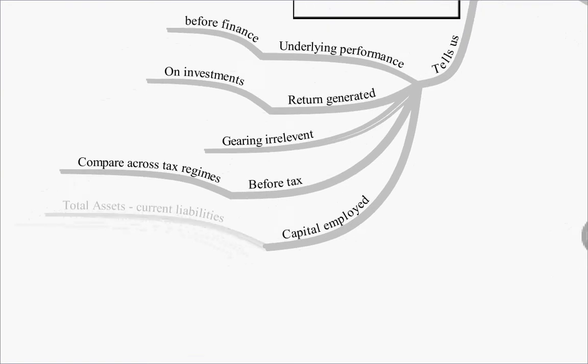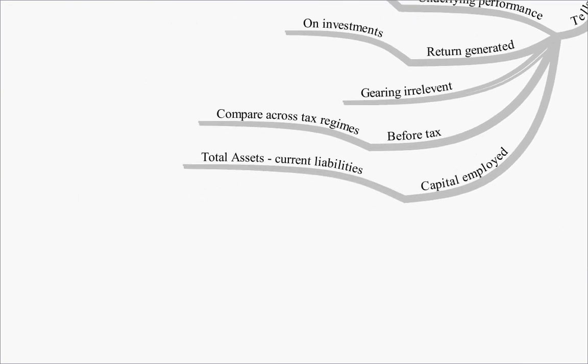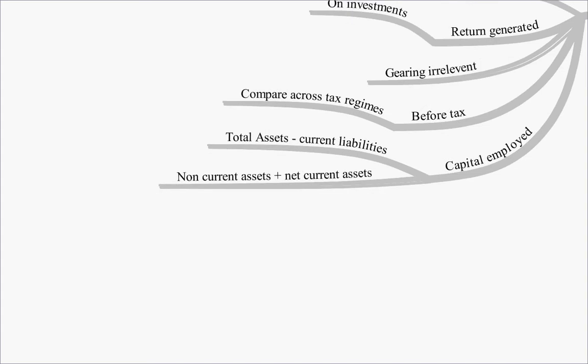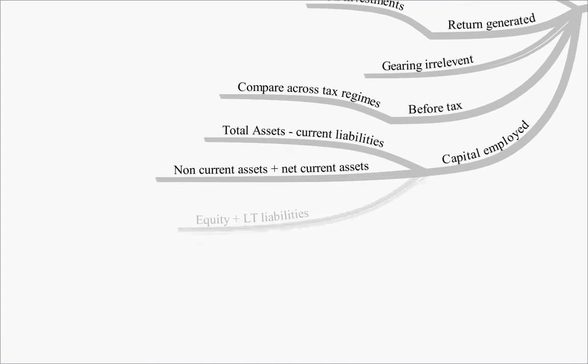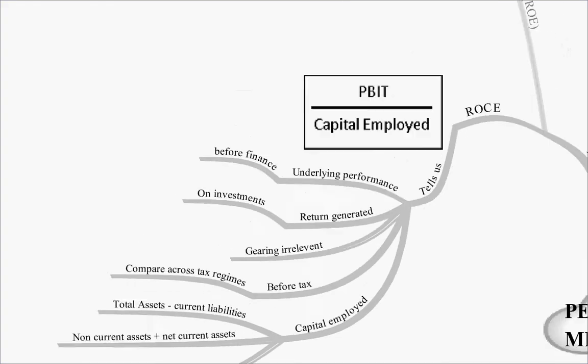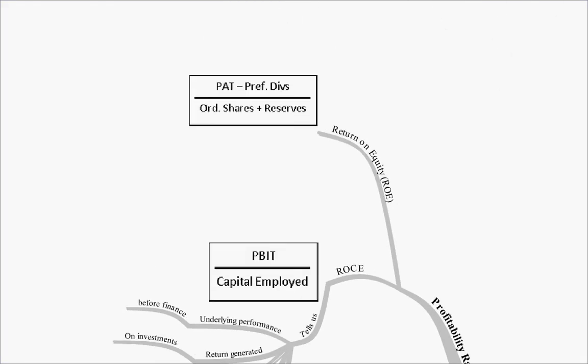Capital employed, as I said, is our total assets less our current liabilities, also calculated as non-current assets plus net current assets, or equity plus long-term liabilities. All of those measurements will give you exactly the same figure if you look at a balance sheet. So do look at one and make sure that you know all those methods of calculating capital employed. So our ROCE was trying to calculate the return on the assets that we have in the business, or the investments.